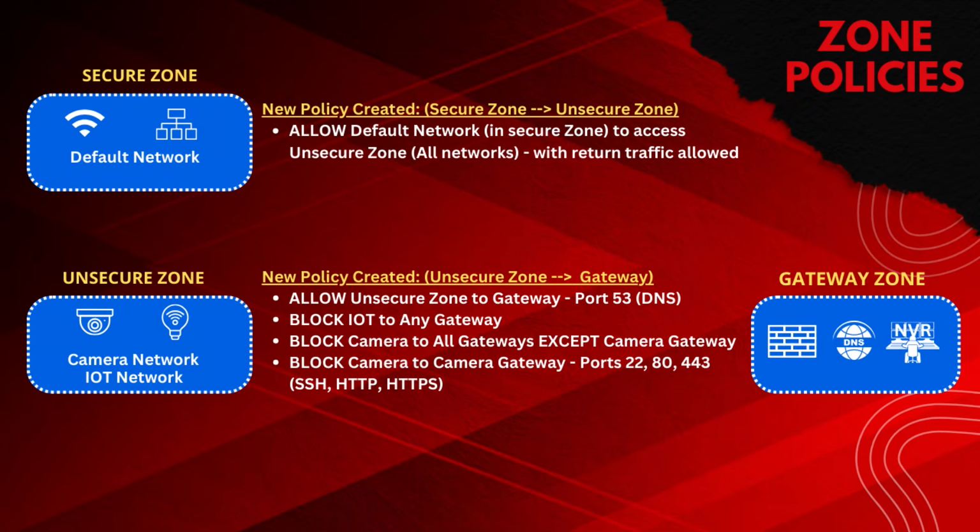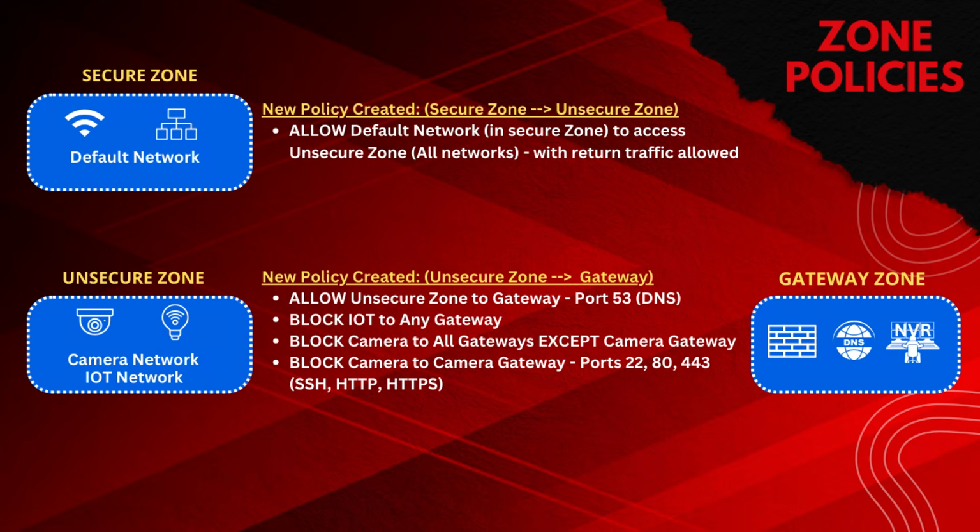All right, so now we need to create some policies to open up some doors or close some doors, but still allow us that functionality. So the slide I'm showing you right now is just a quick little summary of what we're actually going to build to make scenario 1 happen, okay? Inside the secure zone to unsecure zone box in the matrix, we're going to allow our default network in the secure zone to access the unsecure zone. Remember, it can't do that right now after we created those zones. And we're going to allow it to access all networks, and then we're going to allow return traffic, okay?